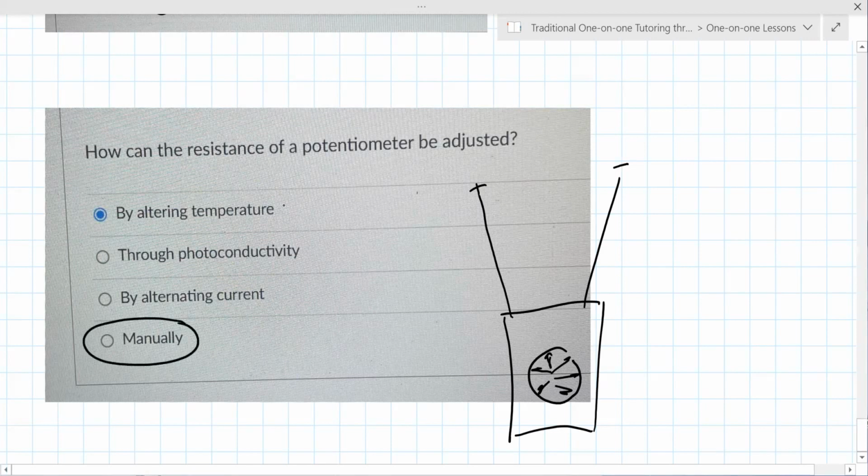It doesn't have anything to do with temperature. There is an AC/DC setting. Alternating current is AC and direct current is what's called DC, and they do have settings for those on these devices. So I guess I would go 1 and then 2 if I were guessing on those.